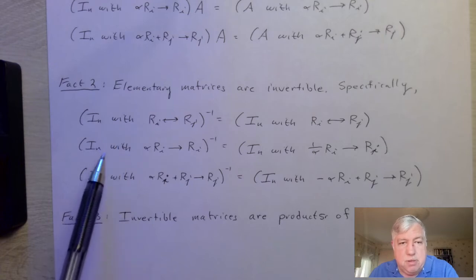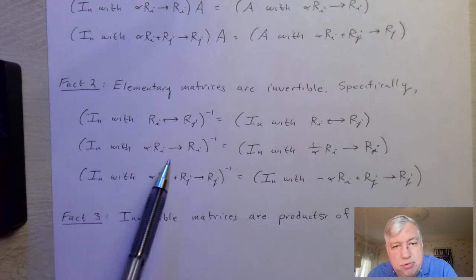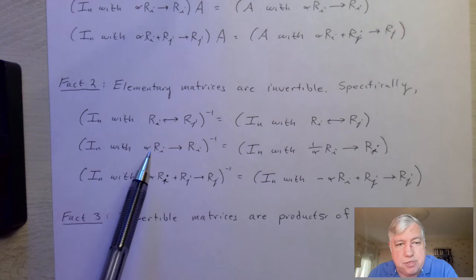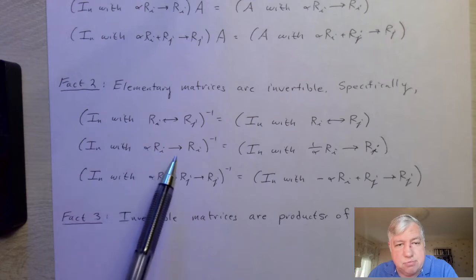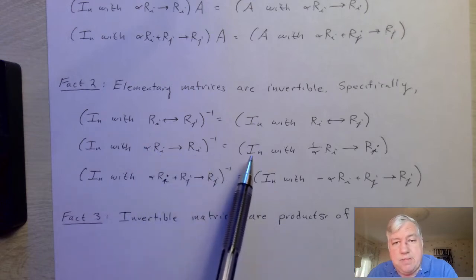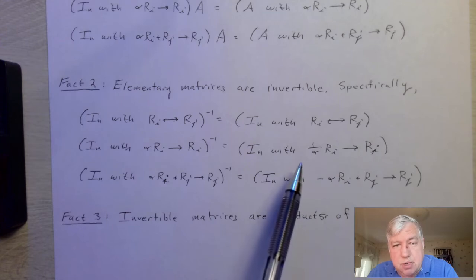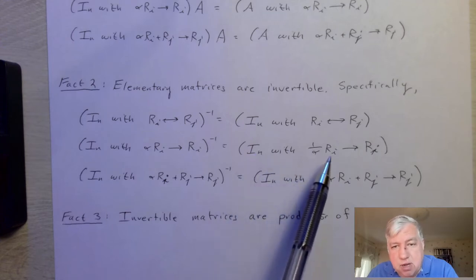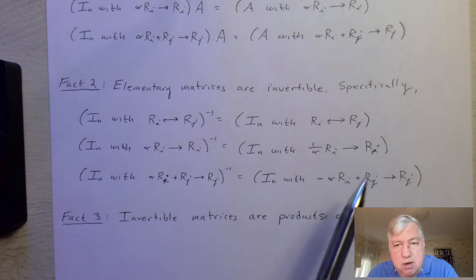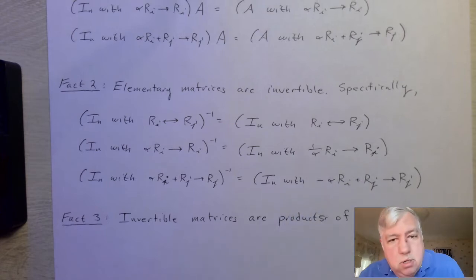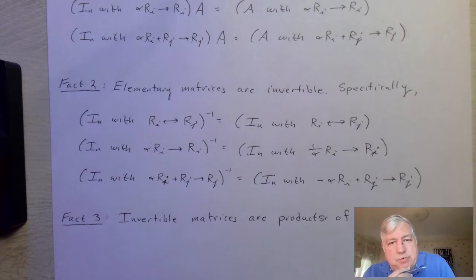In particular, if we had the elementary matrix corresponding to this operation where alpha Ri replaces Ri, then its inverse is going to be this matrix, where the identity with 1 over alpha times Ri replaces Ri. Okay. All right. So the elementary matrices are invertible.